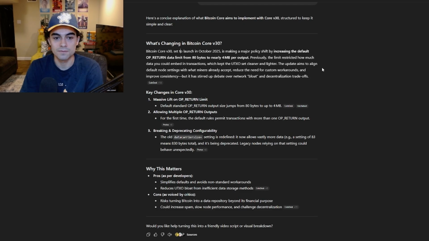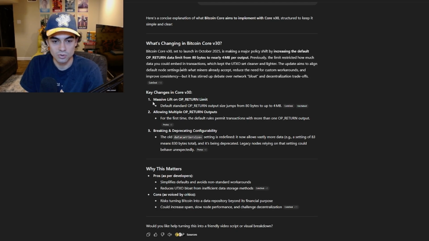Basically, they're blowing the limit wide open for OP_RETURN, which is a place to basically put non-financial data into a Bitcoin transaction. Previously, the limit restricted how much data you could embed in transactions, which kept the UTXO set cleaner and lighter. This update aims to align default node settings with what miners already accept, reduce the need for custom workarounds, and improve consistency, but it has stirred up debate over network bloat and decentralization trade-offs.